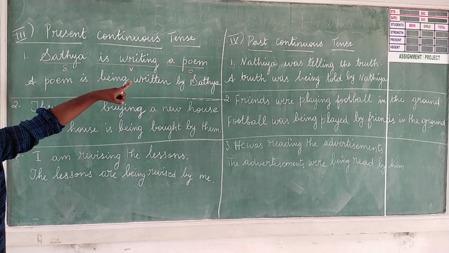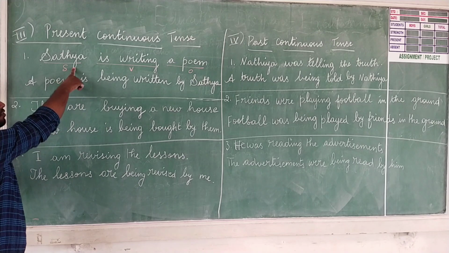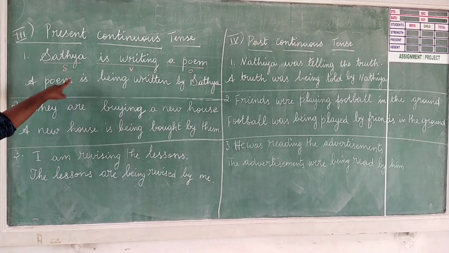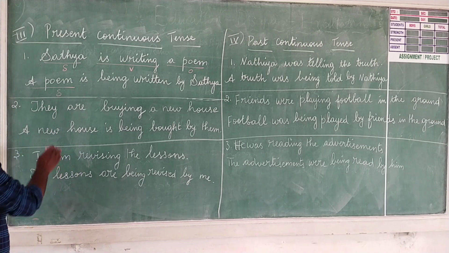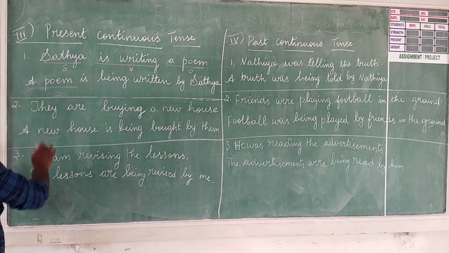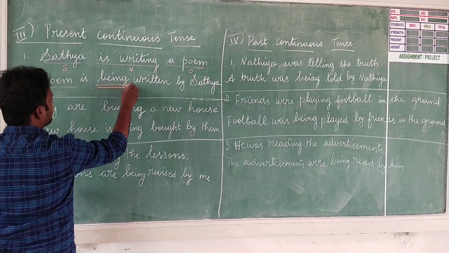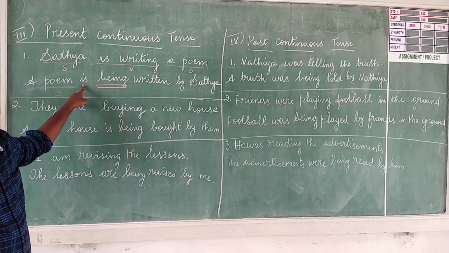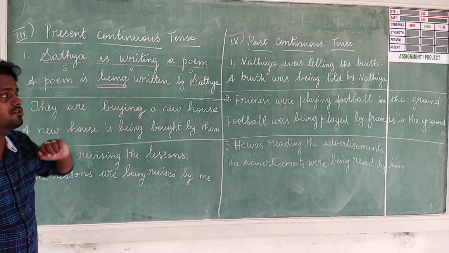Here a poem is the object, so the object has become the subject. A poem is, because Satya is singular, so we are using third person singular, and a poem is also third person singular. The verb refers to one, so it's singular. A poem is the subject. So, a poem is being written by Satya. We need to add being in order to show that it is in continuous tense. This is the one word which shows that the sentence is written in present continuous. So it is in present continuous tense. Is being written by Satya. We need to add by here.